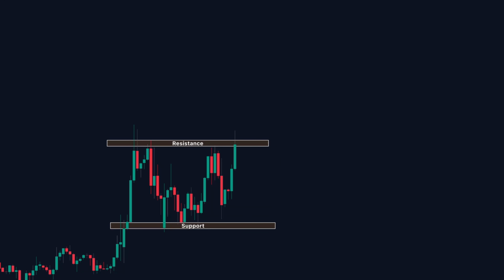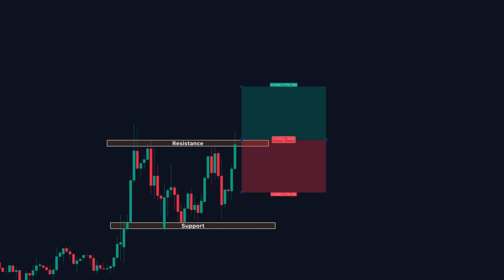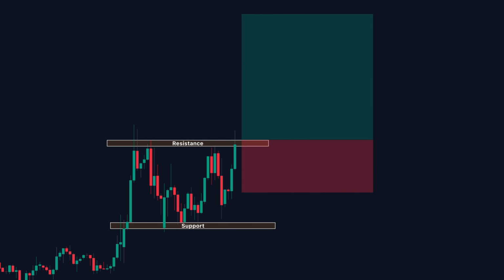Traders use these levels to find potential entry and exit points, because when price bounces from support or gets rejected from resistance, it tells us something important about buyer and seller strength.